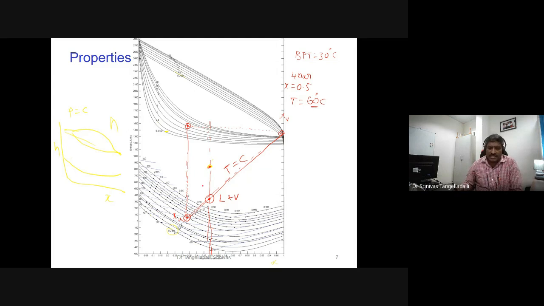What you can read from this graph, XL, you can take the XL value, it's less than 0.5, around 0.335, etc. And you can take the value of HL, and similarly XV and HV. You can get HL, HV, XL, XV. Okay.